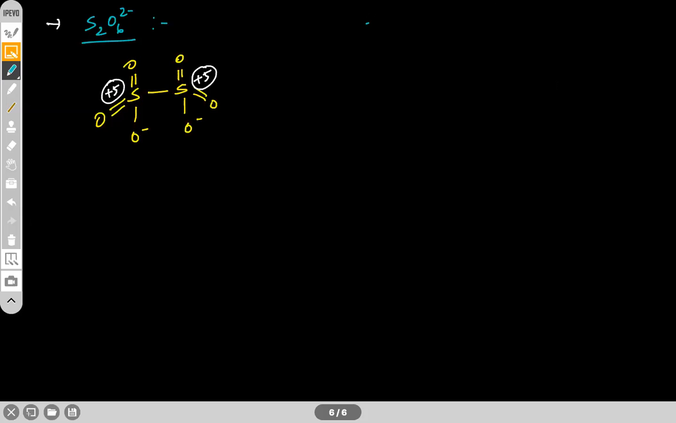Okay, S2O7 2 minus. You see this. In S2O7 2 minus, we have a sulfur-oxygen-sulfur bond.